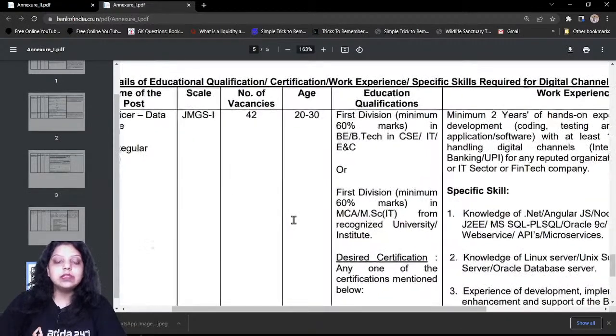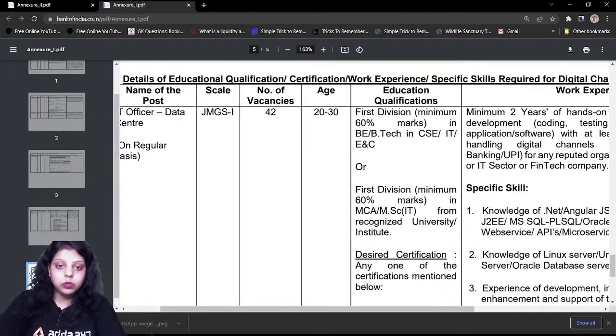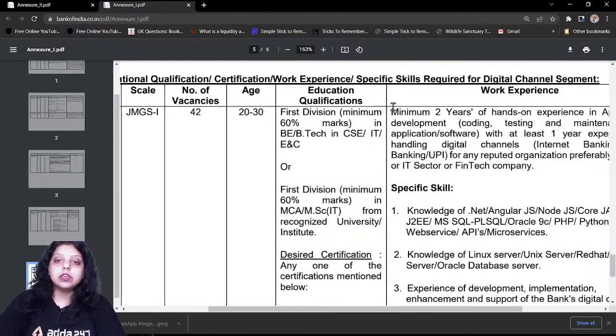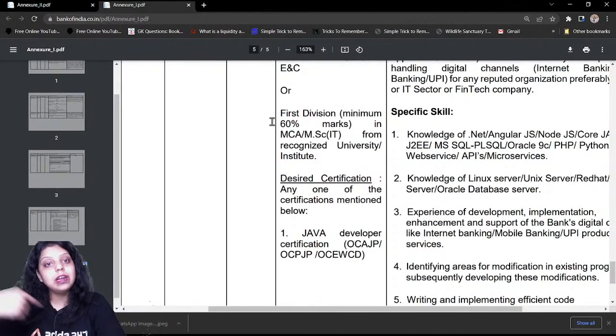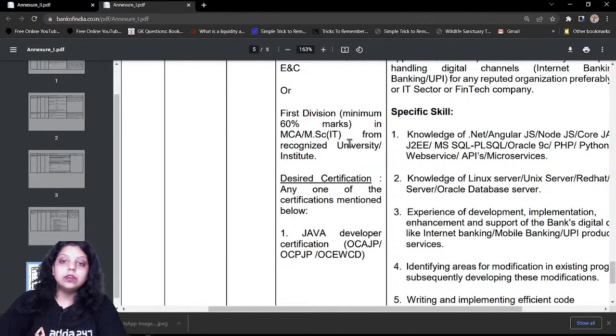Next, IT officer data center: the age limit is minimum 20 to 30 years. The education qualification is first division, minimum 60% marks, in BE, BTech, BTech in CSE, IT, or EA and E&C. Now, this is an 'or' condition, so if you do not have the first one you can have the second one: first division, minimum 60%, in MCA, MSc IT from a recognized university or institute.